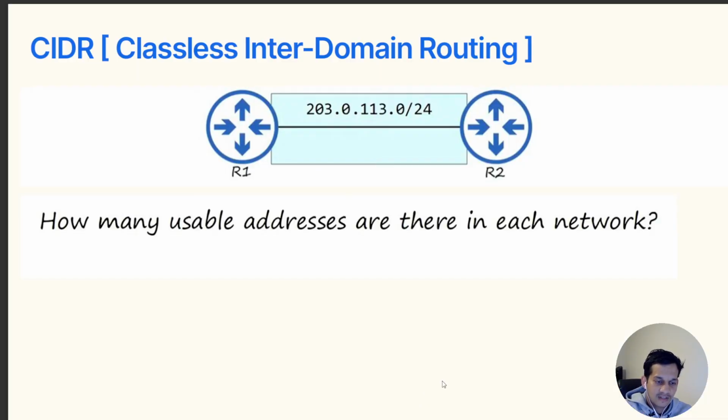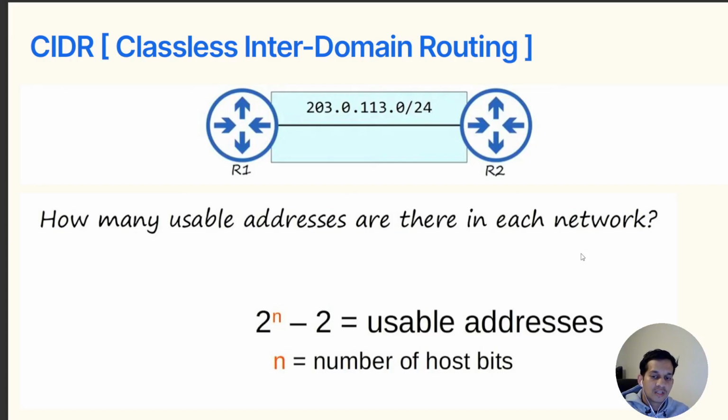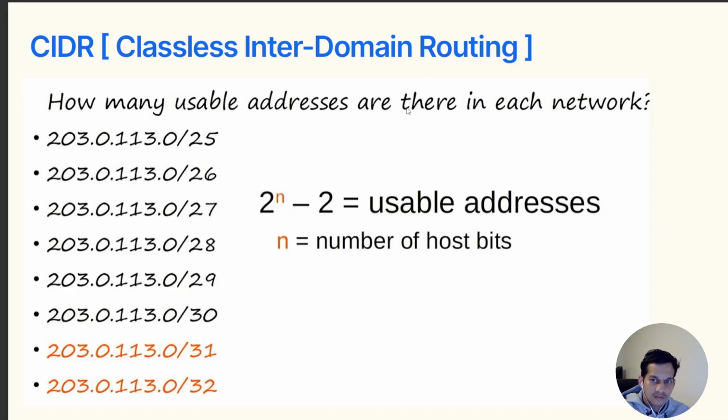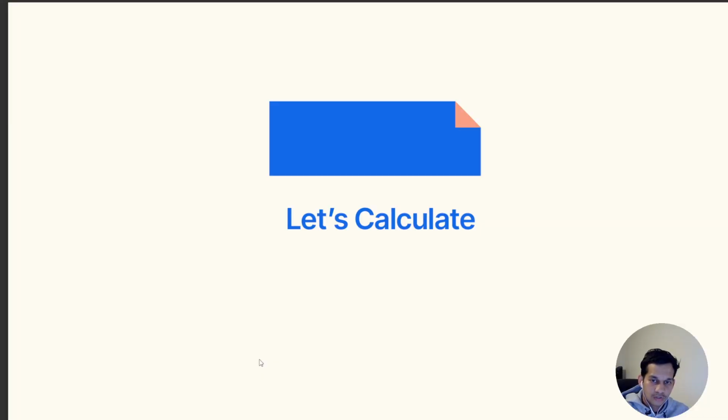Let's see with an example. Again, two routers connected with a /24 subnet. What's the formula for finding how many usable addresses there are in each network? That is 2 raised to n minus 2 usable addresses. /24 means the first 24 bits belong to the network and the remaining 8 belong to the host. Let's calculate how many usable hosts there will be in /25, /26, /27 up to /32.